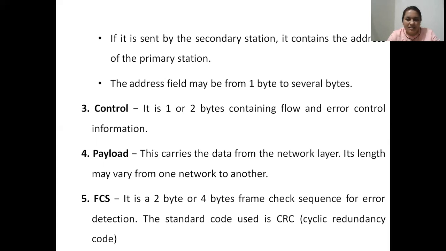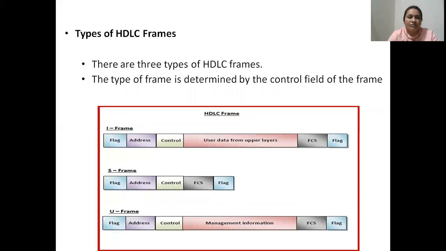The FCS stands for frame check sequence. It's a 2 to 4 byte field. This is used for error detection in the frames. And the standard code which is used for error detection in HDLC frames is CRC, the cyclic redundancy check code. Now coming to the different types of HDLC frames.